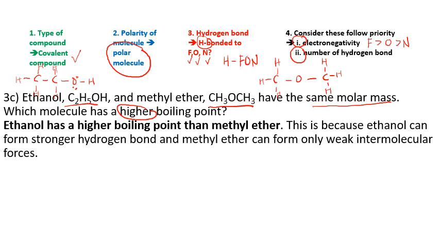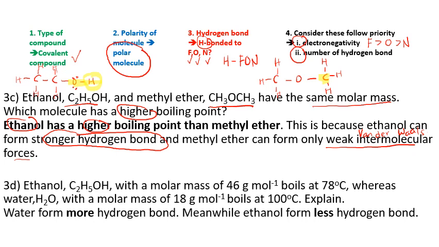So when we look at these two structures, you will notice that ethanol consists of hydrogen that is bonded to oxygen. While for the methyl ether, all the hydrogens are bonded to the carbon, which is not in the list of FON. Therefore, ethanol will have higher boiling point because it can form stronger hydrogen bond, while methyl ether can only form weak intermolecular forces, or you can state that it can only form weak van der Waals force, which is also accepted. Next question, 3D.